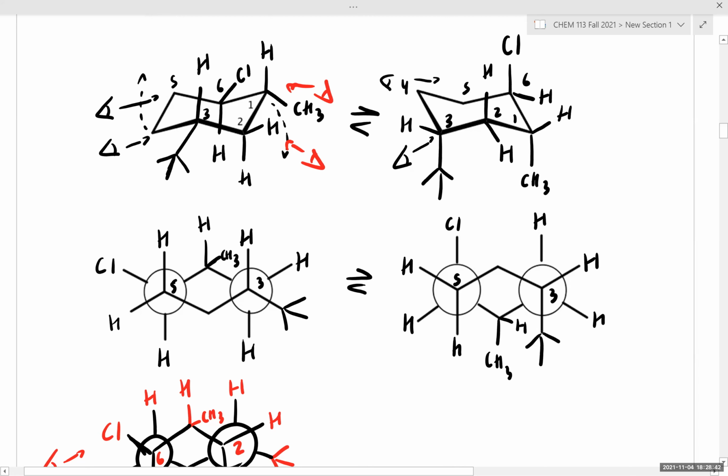So with that, we are able to fill out each of our Newman projection views for each of these 2 chair conformations. Does this make sense to everyone so far? Any questions so far?